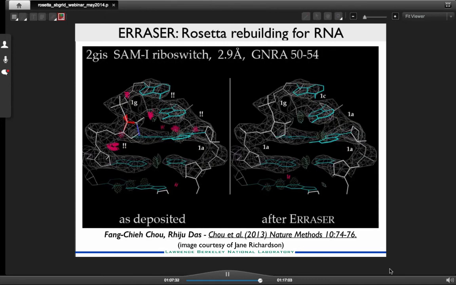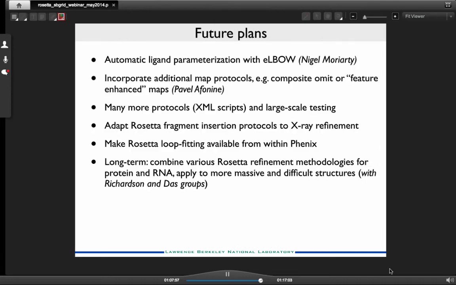And then, I think you've seen some of this already, but there is another method totally orthogonal to ours by Rhiju Das's group at Stanford for rebuilding RNA structures in Rosetta using a completely different method, only in real space. But again, they can fix geometry errors significantly, and they get better R factors. And so eventually what we want to do is combine the two approaches.